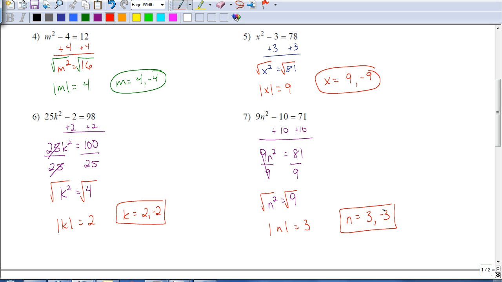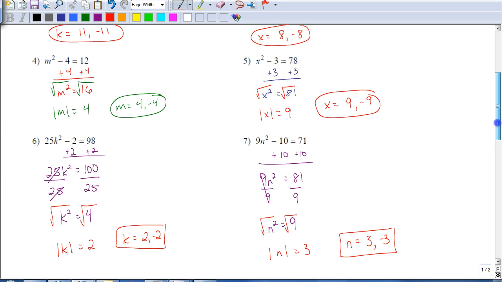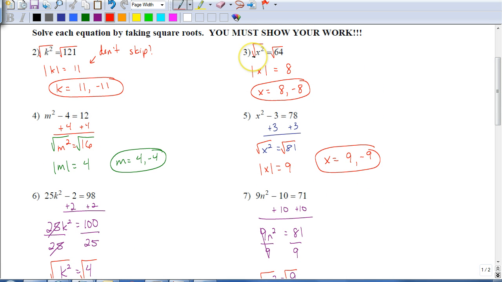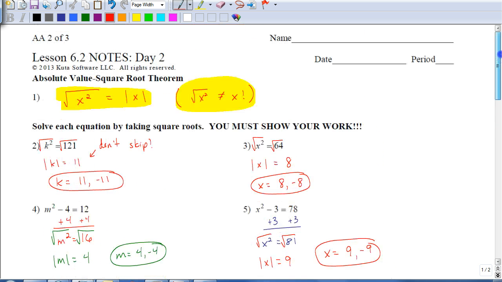Okay, so hopefully you understand now the connection between solving equations when we have a square in it and the absolute value. So the key to this lesson is to remember that the square root of x squared is the absolute value of x. Pretty simple. So good luck on your assignment.